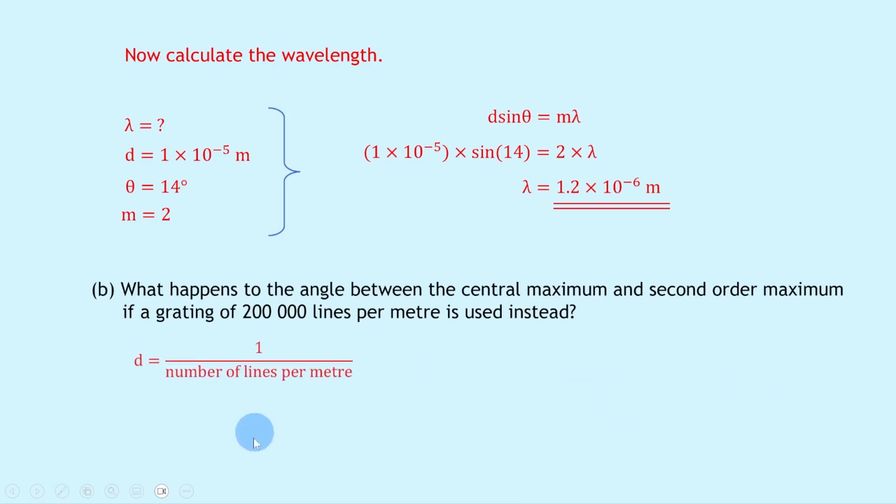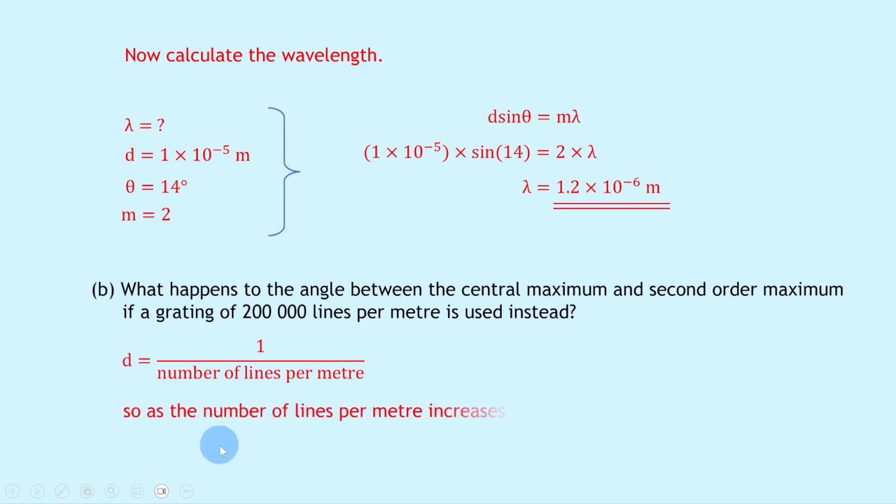Well, if we think about this relationship that we use to calculate the slit separation d, remember this is equal to 1 divided by the number of lines per meter. So if we were to double the number of lines per meter from 100,000 lines to 200,000 lines, then notice how that decreases the slit separation. So we're increasing the denominator of this fraction, which will decrease the value of d. So we can say as the number of lines per meter increases, d decreases.